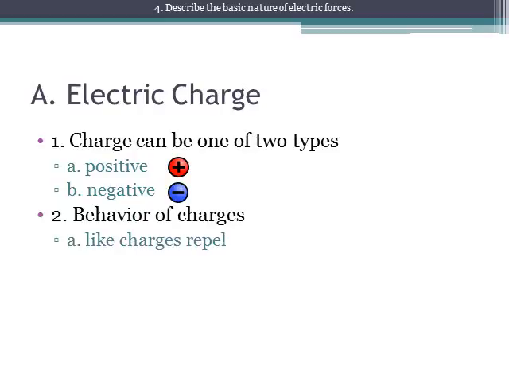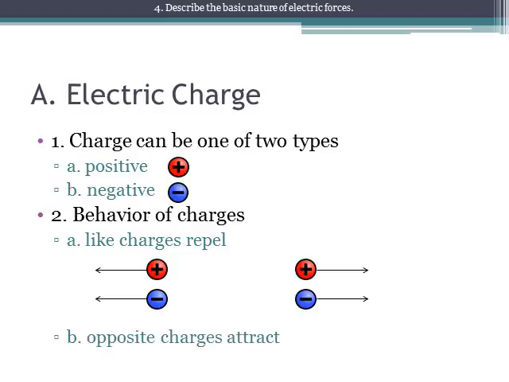Behavior of charges. We know that like charges will repel each other. In other words, if I had two positive charges and they were close enough together, they would exert a force on each other such that they would push each other apart. Likewise, if I had two negative charges, they would also repel each other. Now, opposite charges attract. So if I had a positive and a negative charge, the forces acting on them would actually pull them together.